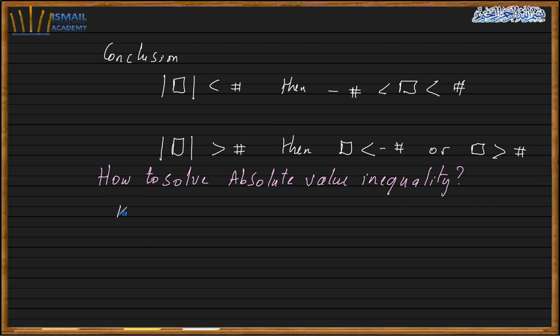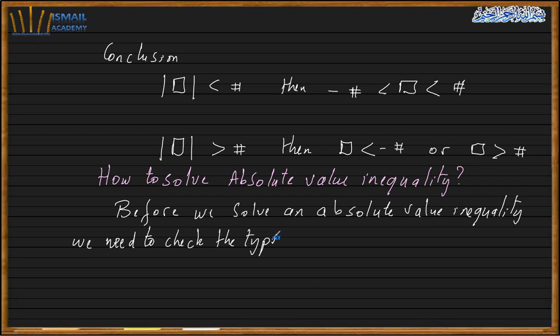So before we solve an absolute value inequality, we need to check whether we have a contradiction, or we have identity, or we have a conditional.